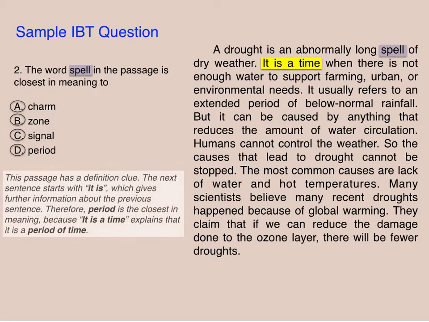This passage has a definition clue. The next sentence starts with it is, which gives further information about the previous sentence. Therefore, period is the closest in meaning because it is a time explains that it is a period of time.